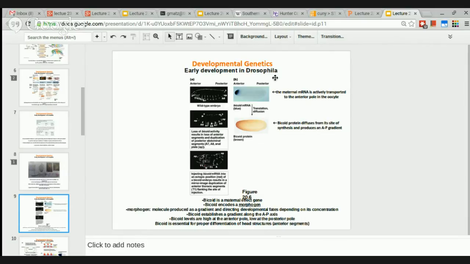Bicoid then is translated, and of course it's going to be translated initially at the anterior pole, but then the protein can diffuse, right? Can diffuse a little bit from the site of synthesis, and that's what produces the gradient from the anterior pole to the posterior pole of bicoid protein. So the concentration of bicoid is high at the anterior pole and is very low at the posterior pole. And this is one of the mechanisms for the establishment of polarity in the fly head.